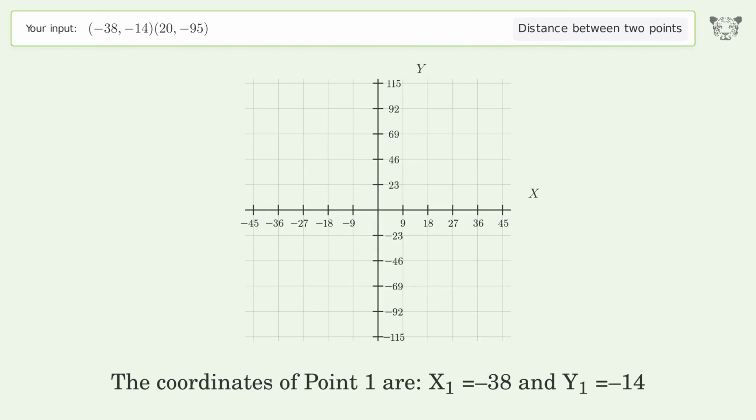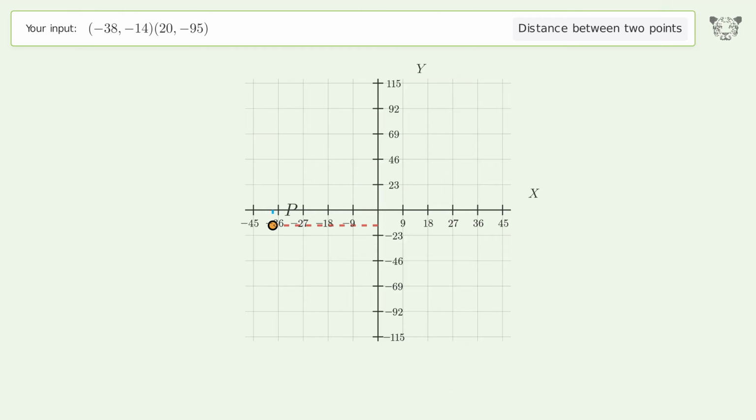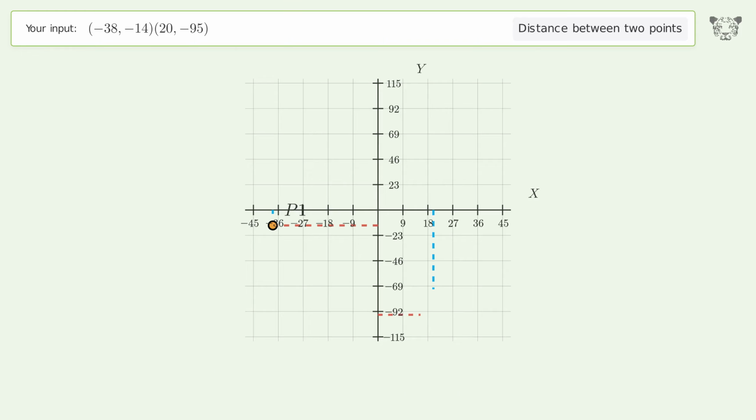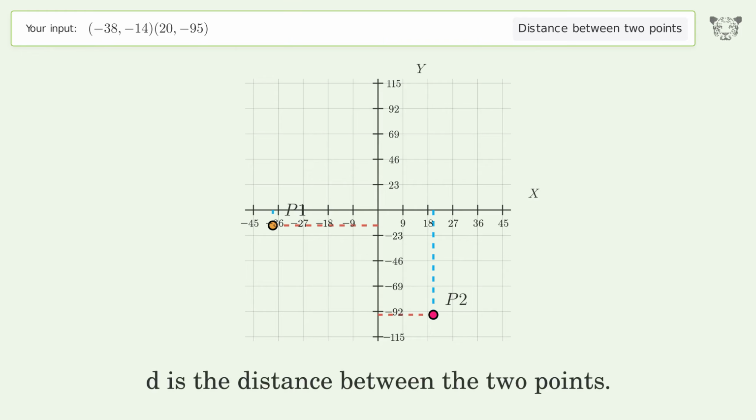The coordinates of point 1 are x1 equals -38 and y1 equals -14. The coordinates of point 2 are x2 equals 20 and y2 equals -95. D is the distance between the 2 points.